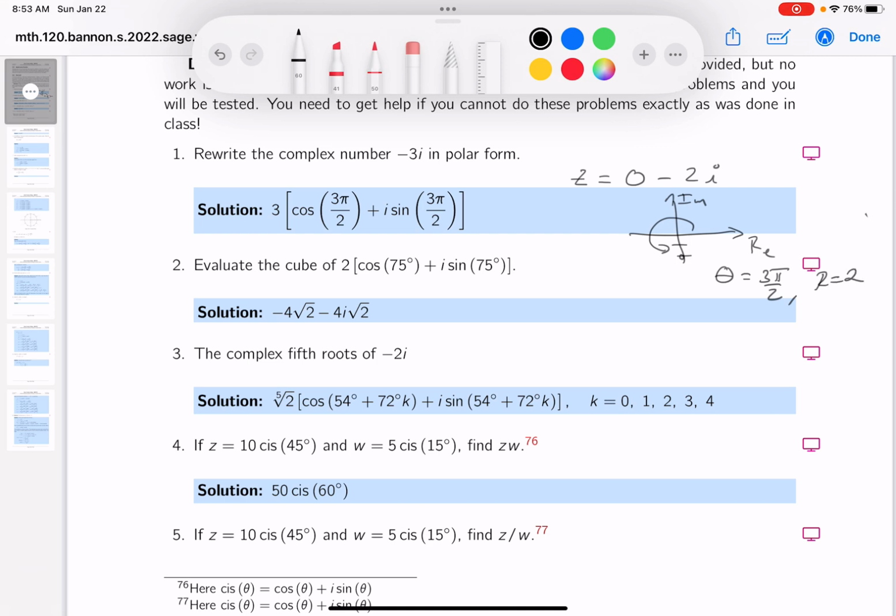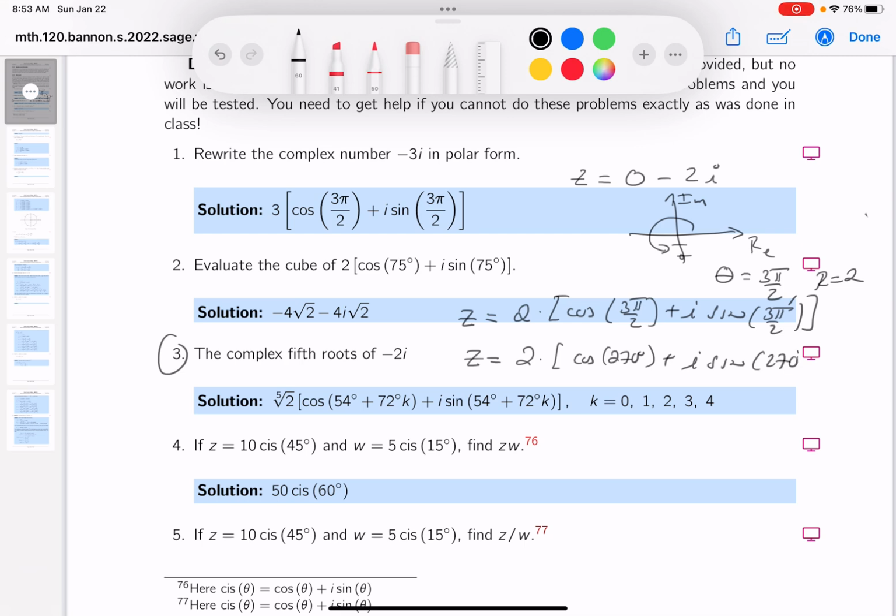So I can write z down. We're doing problem number 3, by the way. z is equal to r, which is 2, times cosine 3 pi over 2 plus i sine 3 pi over 2. Just for convenience, I'm going to write this in degree mode because it's easier for me to do the arithmetic with degrees: cosine 270 degrees plus i sine 270 degrees.